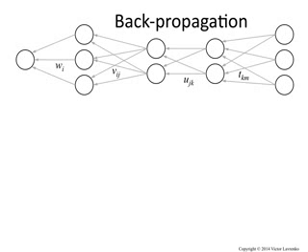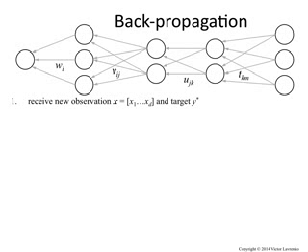The basic idea of backpropagation is to guess what the hidden units should look like based on what the input looks like and what the output should look like. So the way it works is it's an online algorithm. It receives data points one at a time. So we get our observation x with d different attributes, x1 through xd.